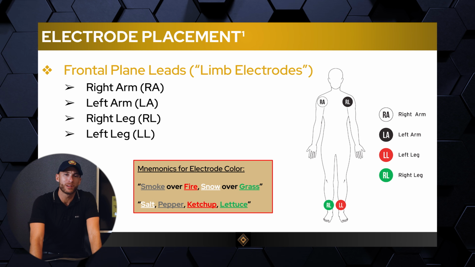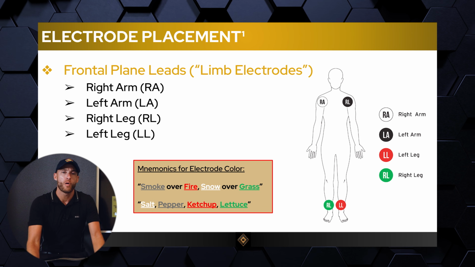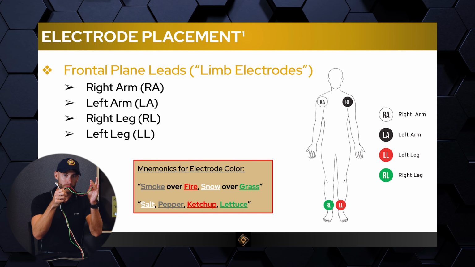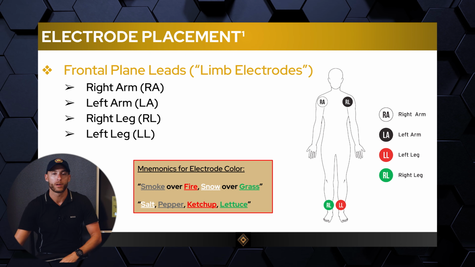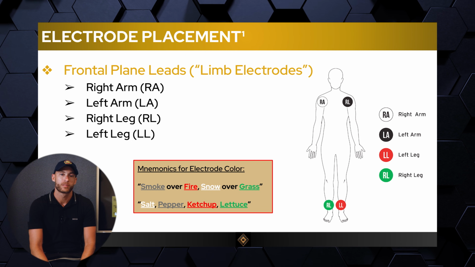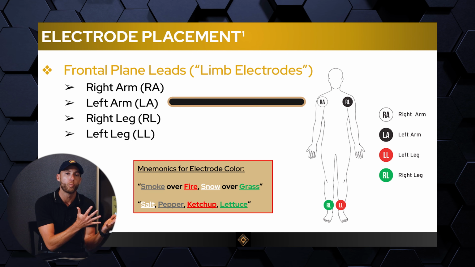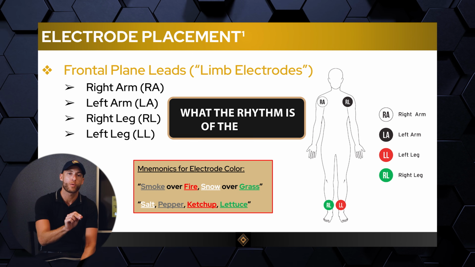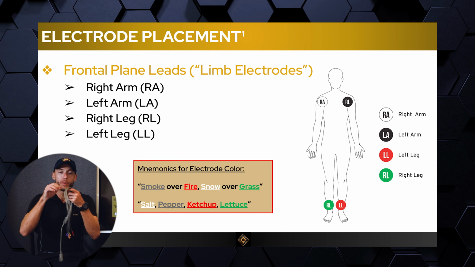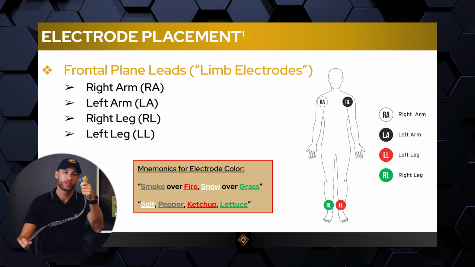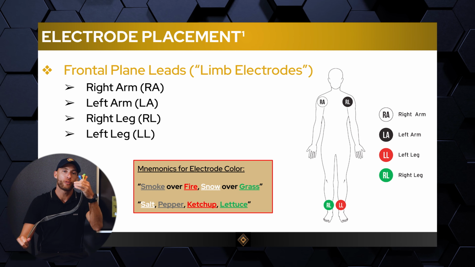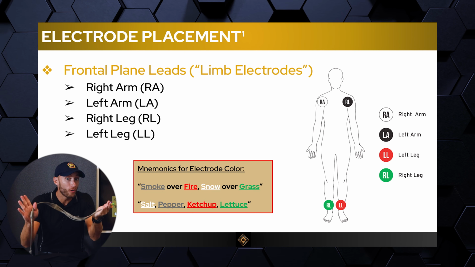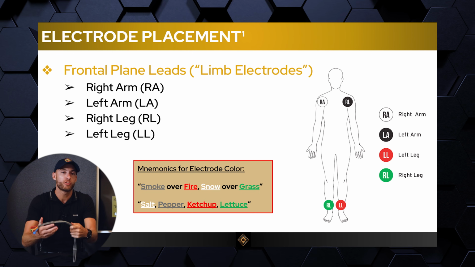Now first, why do we do this? And what do we uncover when we actually do this? These limb leads, which I'll give you a mnemonic for in a moment, we're going to actually determine what the rhythm is of the EKG. So that is rhythm recognition. Now, when we put these chest leads on the patient, we're now getting the full EKG. What do we get with a full EKG, a 12-lead EKG?